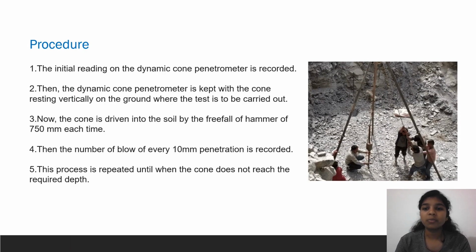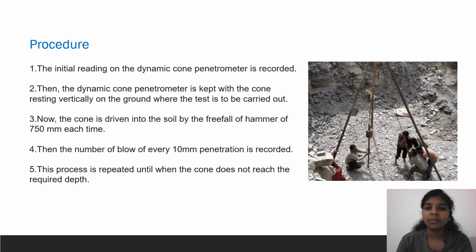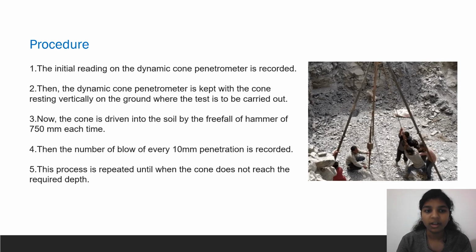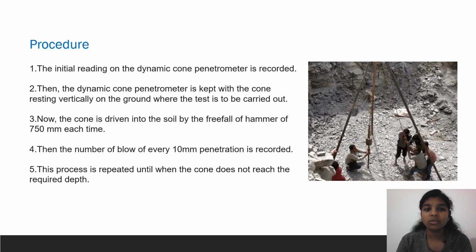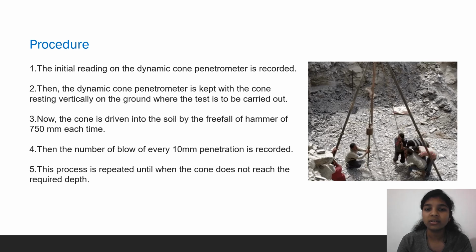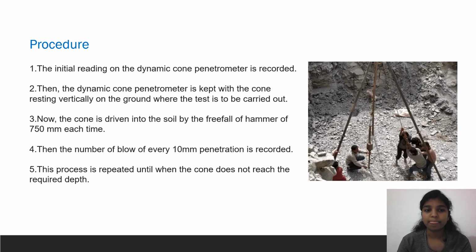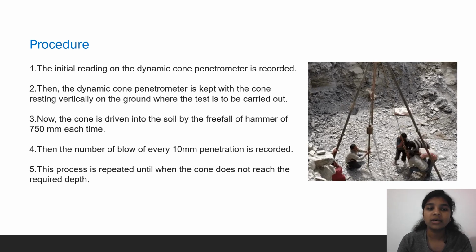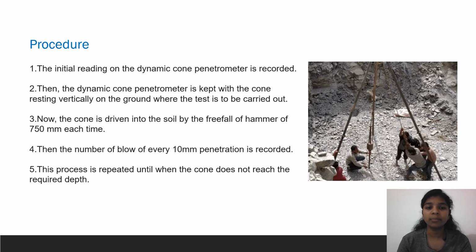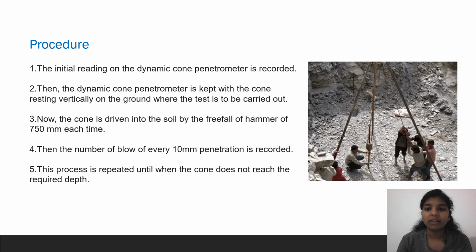After that, what is the procedure to perform this DCPT? The initial reading on the dynamic cone penetration test is recorded. After that, the dynamic cone penetration test is set up with the cone resting on the vertical of the ground where the test is to be carried out. Now the cone is driven into the soil by the free fall of the hammer from a height of 750 mm each time. After every blow, the height remains constant.